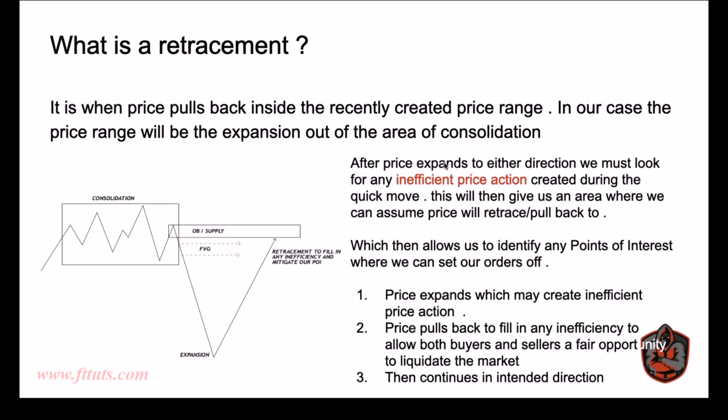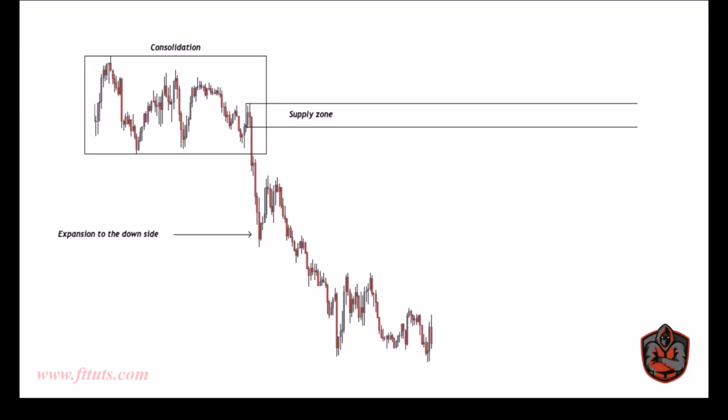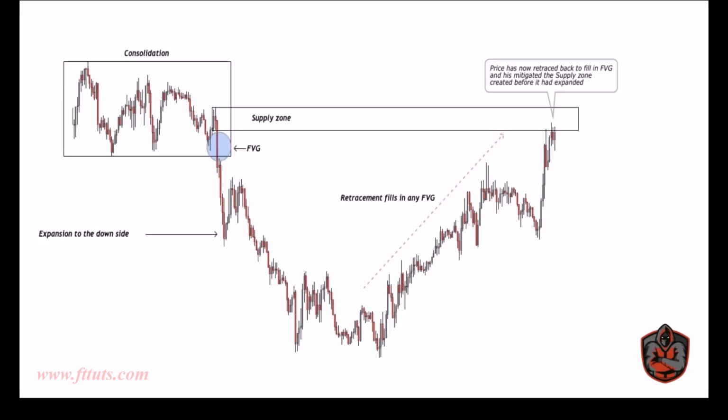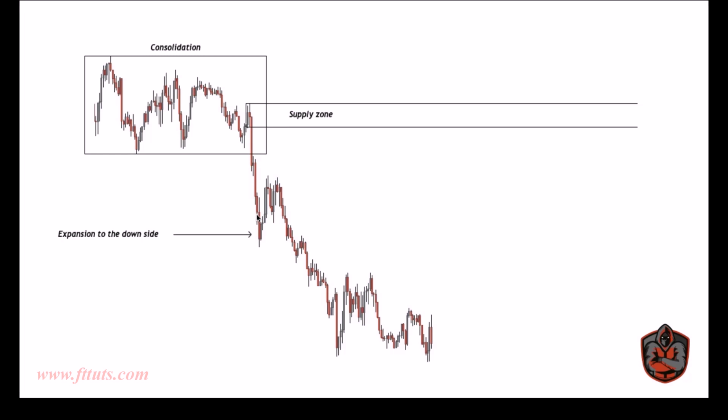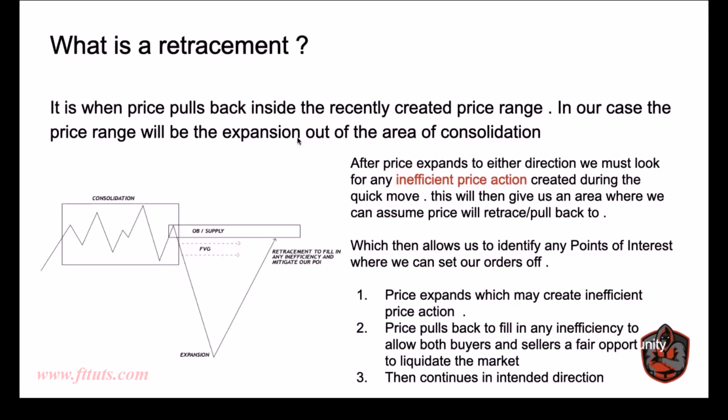Now after price expands to either direction, we must look for any inefficient price action created during the quick move. This will then give us an area where we can assume price will retrace or pull back to. Now again, if I go back to this example here, we have that consolidation and then we got that expansion. Now remember what it says in the slide. After price expands to either direction, we must look for any inefficient price action. We got that expansion. Once we identify that expansion, we start to look for inefficient price action, and we identify that right over here, this whole imbalance, right? Now once we identify that imbalance, we can assume price will retrace or pull back to that area.